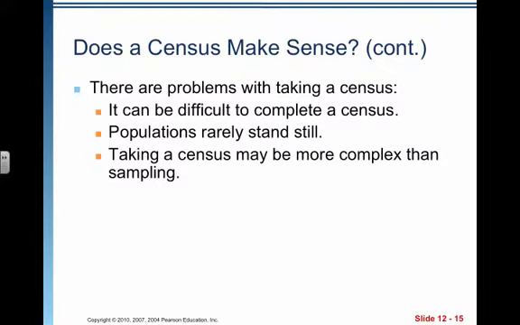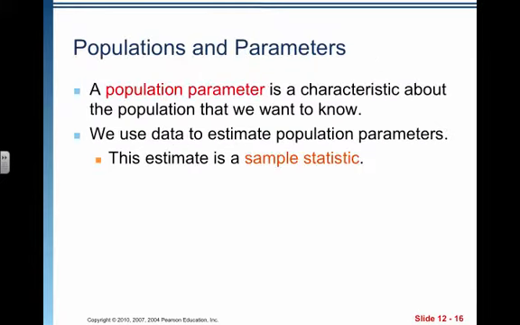When the U.S. Census occurs, a lot of times college students are counted twice, once where they live at college and once by their parents at home. So it's just much more complex than taking what you know to be a well-representative sample.